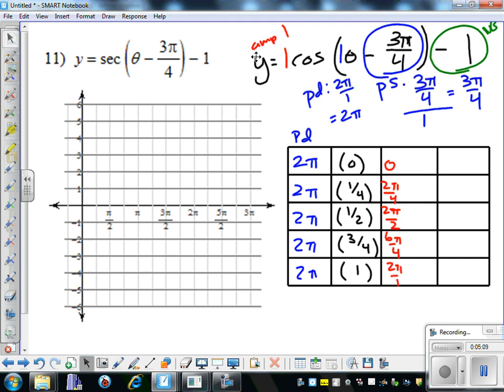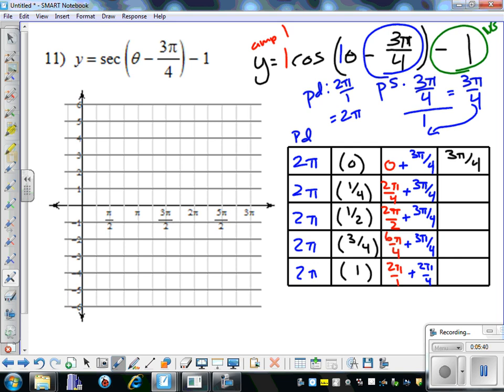Now, I've got to take each one of these and add it to my phase shift. Well, my phase shift here is 3 pi over 4. So I'm just going to add these all the way down, 3 pi over 4 to each one. So now, when I work this out, 0 plus 3 pi over 4 just gives me 3 pi over 4.